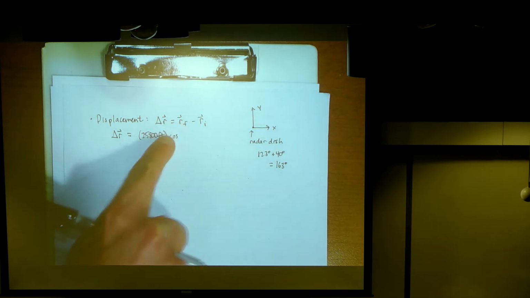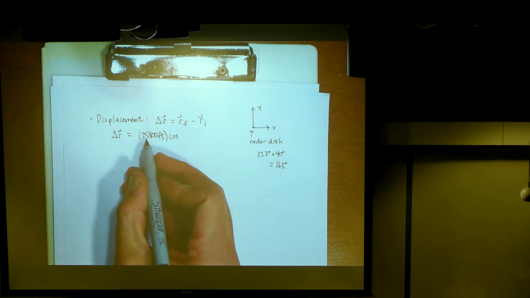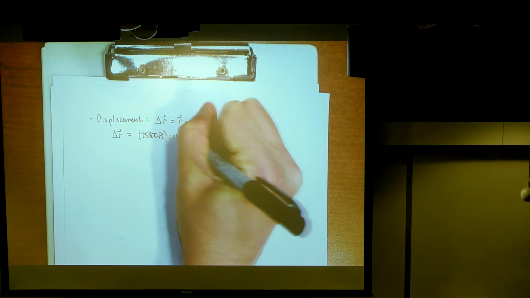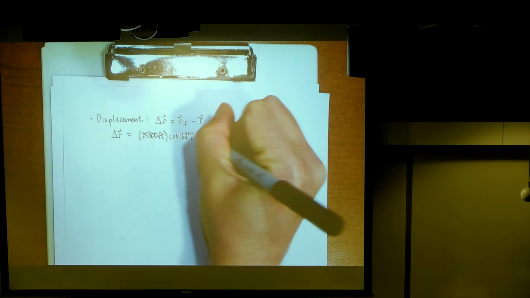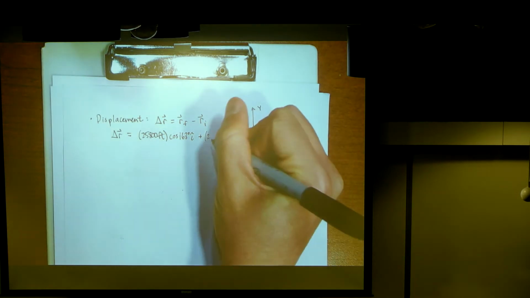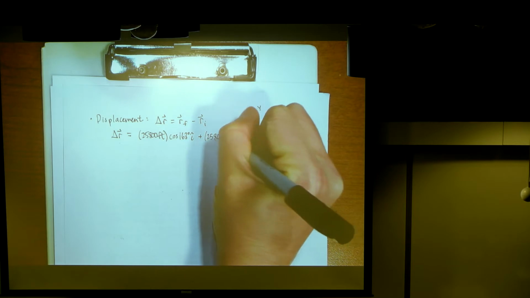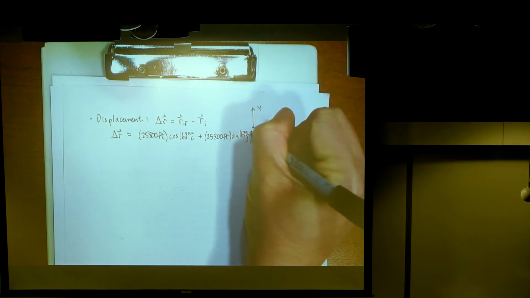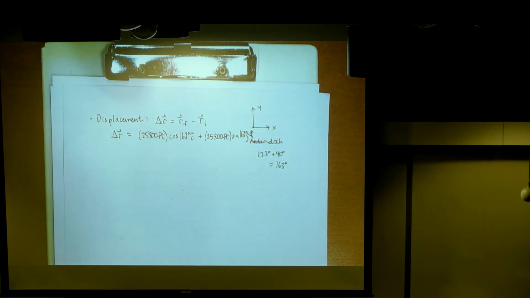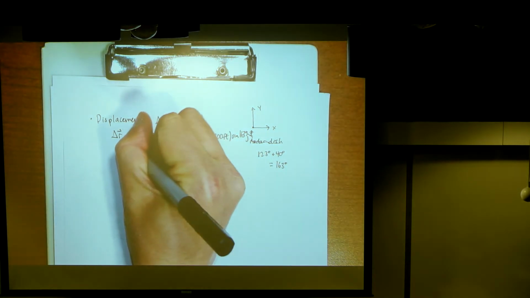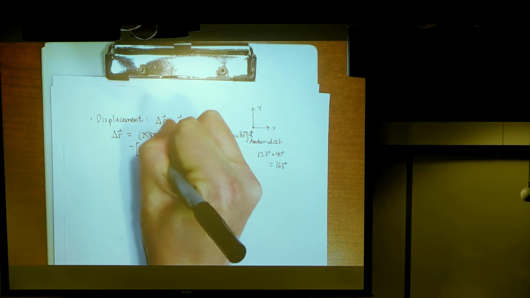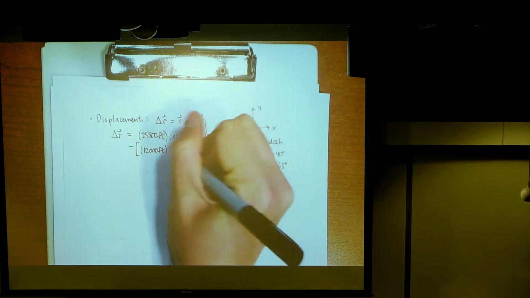So for my final position, that's the first one I'm writing down, I have 25,800 feet cosine of 163, i hat, plus, same thing except sine, that will give me my y component. Running out of space a little bit here, sorry. Okay, you see what I wrote down? Hopefully it's clear. Now I'm going to subtract r initial. So initially, we were just 12,000 feet away. And we were off in a direction of 40 degrees.